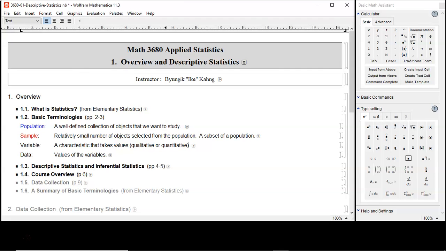For example, if you're interested in students' majors here at UNT Dallas, student major programs, that's the variable. Okay? They are not numbers, the majors. And math major or IT major, education major, health science major, those are qualitative values. And if you're interested in students' heights, for example, then those are quantitative. So variables can be either qualitative or quantitative.